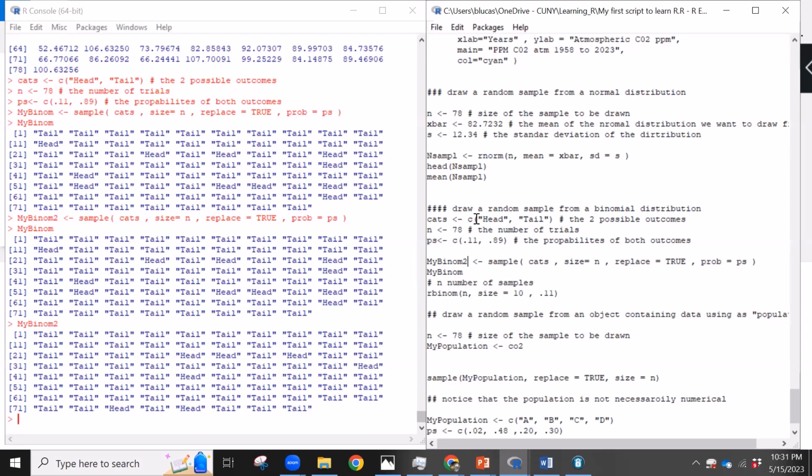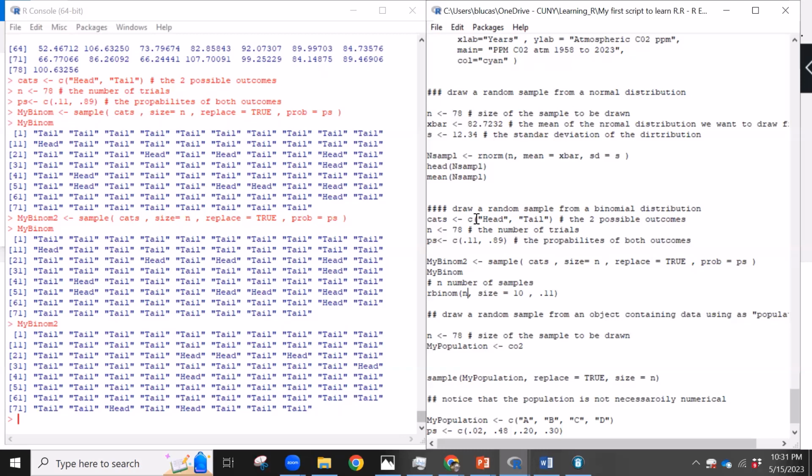Now, sometimes you want to draw a random binomially distributed sample, but in some cases, you might want to draw more samples than that and just get an idea of how many heads or how many tails there are. For that, you can use the random binomial trial function called rbinom, in which n is going to be the number of samples that you draw.